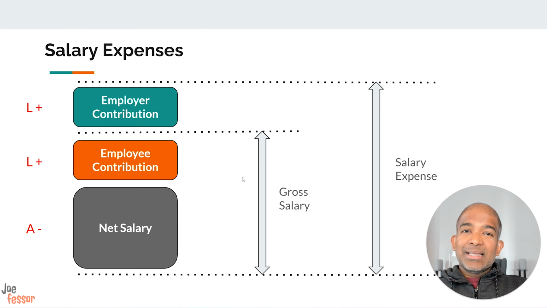The key takeaway is that a company's true liability is the salary expense, which is the sum of the gross salary plus the employer contributions. But once the net salary has been paid to the employee, whatever is owed to the relevant authorities is the amount that is recorded as liabilities on their financial statements. So the employer contribution and the employee contribution together would still be recorded as a liability in the financial statement.